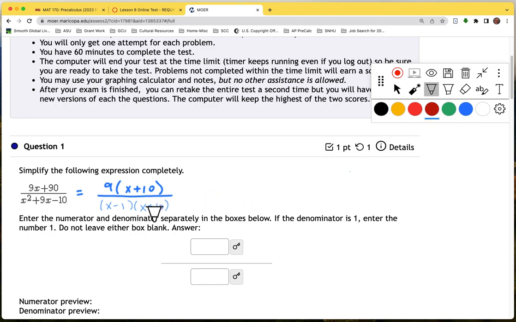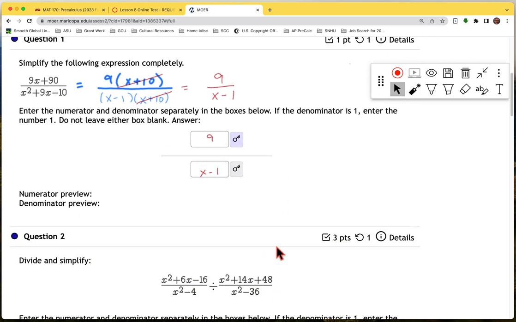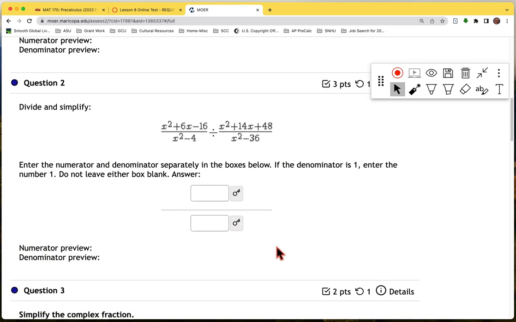And then what we get is it simplifies, the x plus 10s cancel. So this should be 9 over x minus 1. And we put that in here. In teacher version, I can just click on and find the answers, so that double checks it. Okay, let's go on to 2.